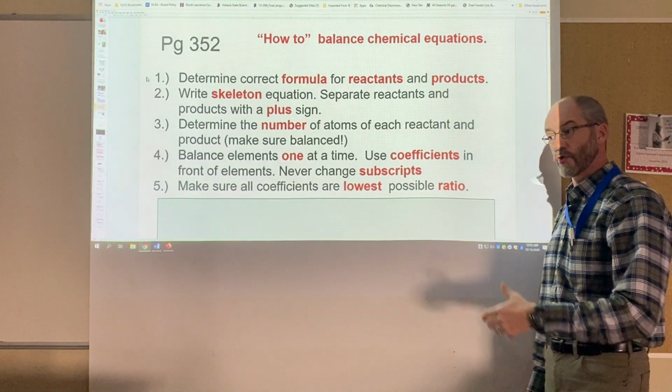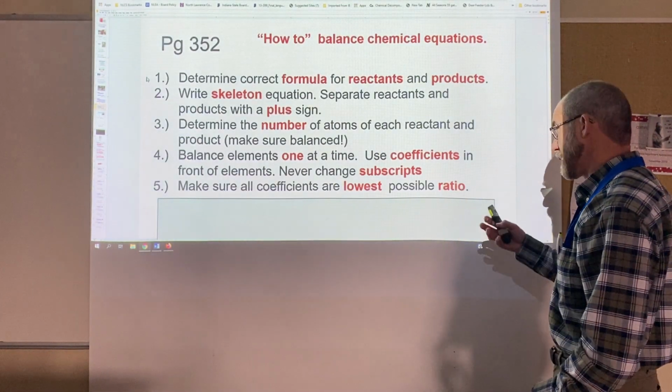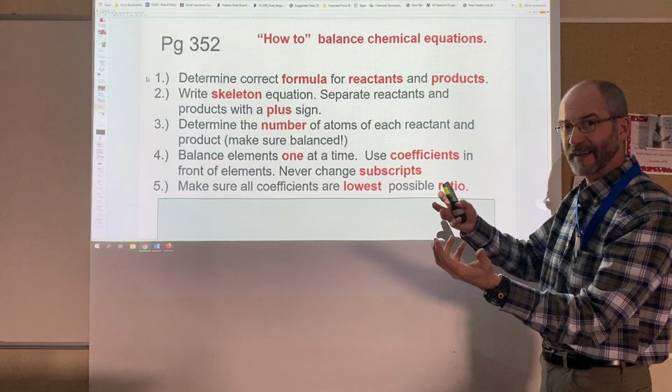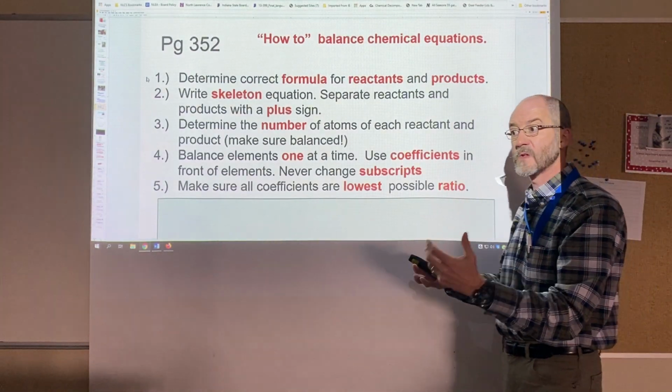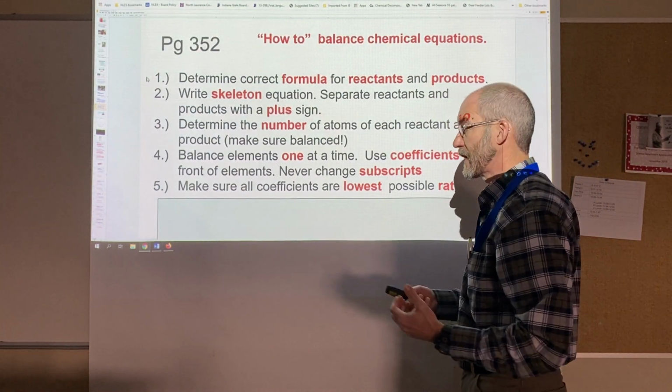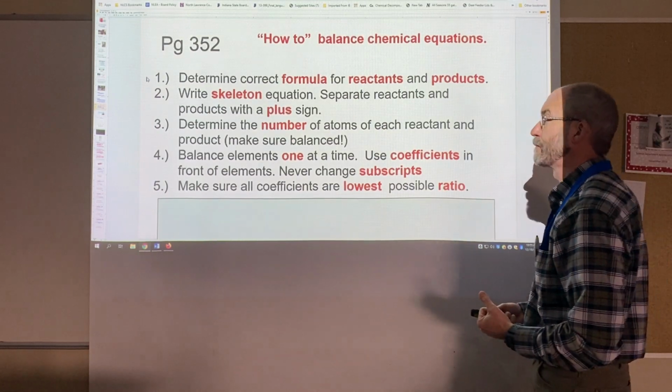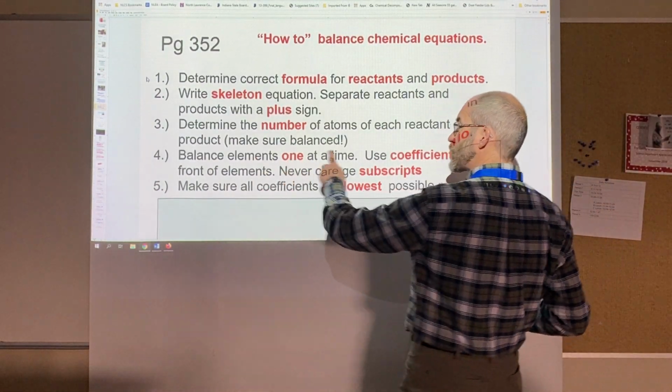You are going to make sure that what you have on the left side is what you have on the right, or vice versa, okay? You're going to make sure that you have the same amount of matter. That's what balanced means, okay? All right, you're going to balance your elements one at a time.